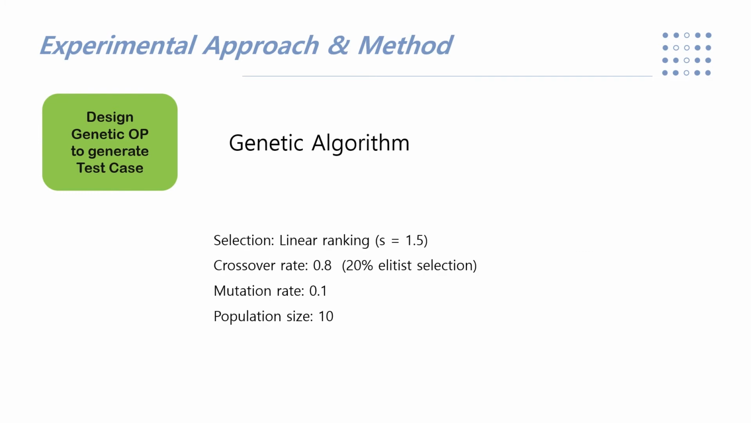The hyperparameters used for the genetic algorithm are as follows. We used linear ranking for selection with S equal to 1.5, a 0.8 crossover rate, a 0.1 mutation rate, and a population size of 10.